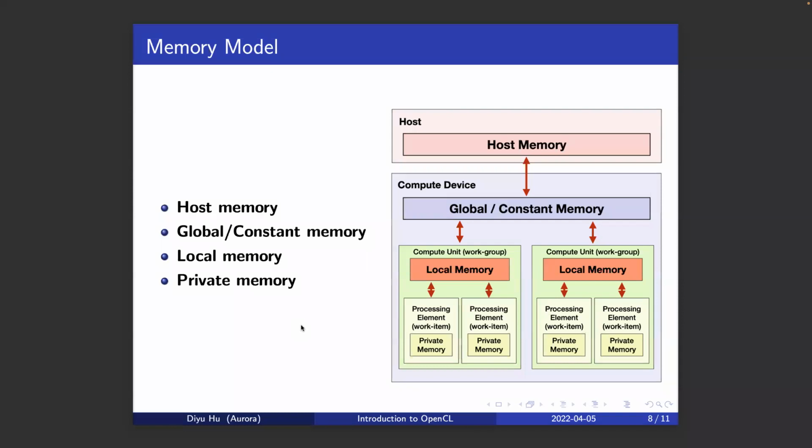OpenCL memory management is explicit, so these memories are not automatically synchronized. That means the host application has to explicitly move data between memory types as needed.